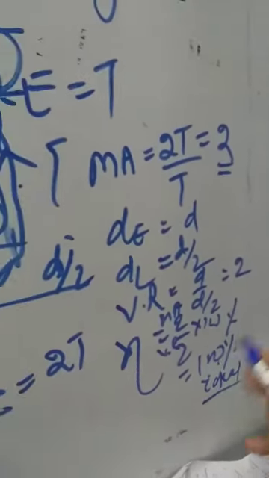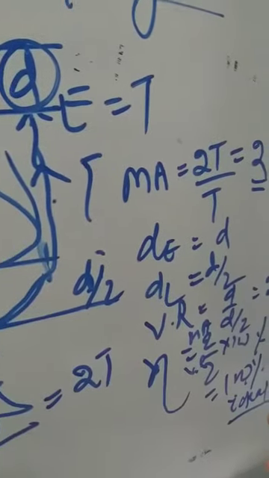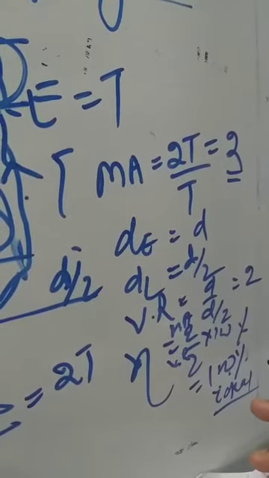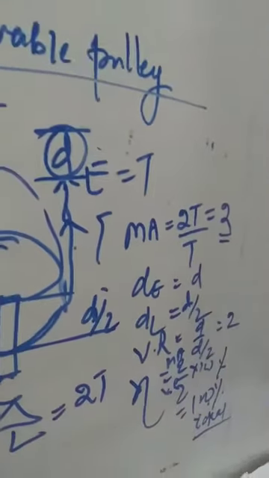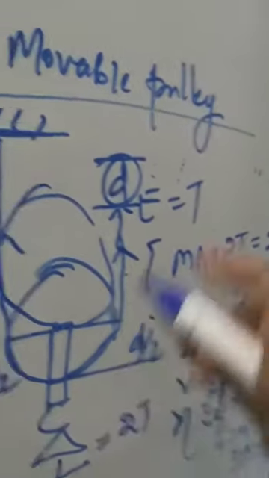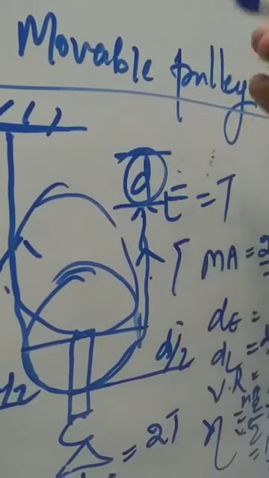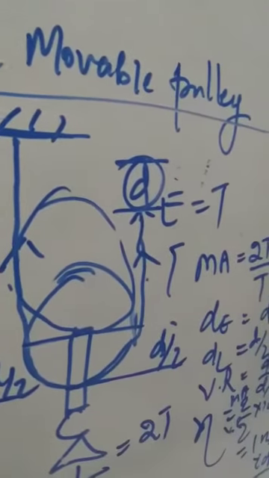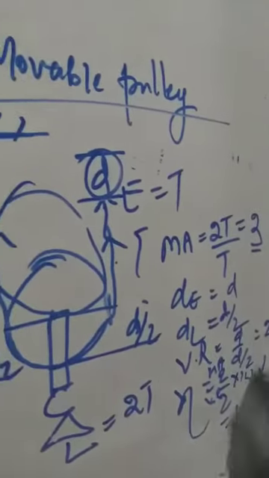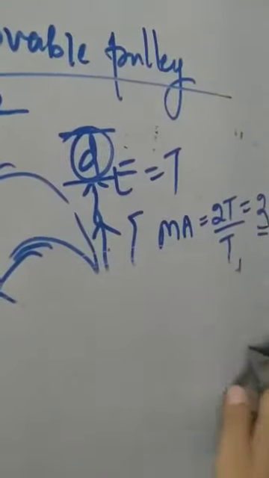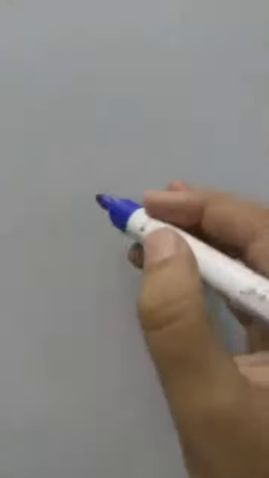Now though we are gaining in force here, as the mechanical advantage is greater than 1, it is 2 here, but there is one disadvantage in this single movable pulley, that we have to apply the effort in the upward direction, which is quite inconvenient. So without changing the mechanical advantage, efficiency and the velocity ratio, we can change the direction of the effort by the use of a single fixed pulley.